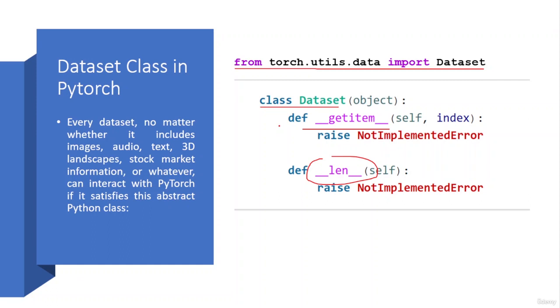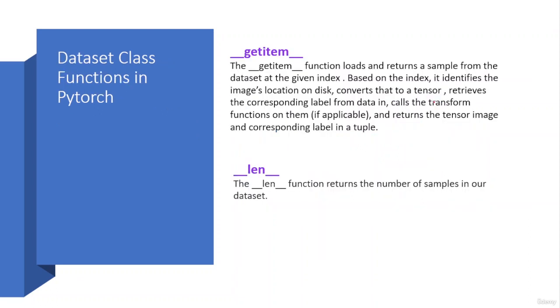So every dataset, no matter whether it includes images, audio, text, video, 3D landscapes, stock market information or whatever, can interact with PyTorch if it satisfies this abstract Python class. This Python class can be customized according to the requirement, and we will customize this dataset class for our dataset.